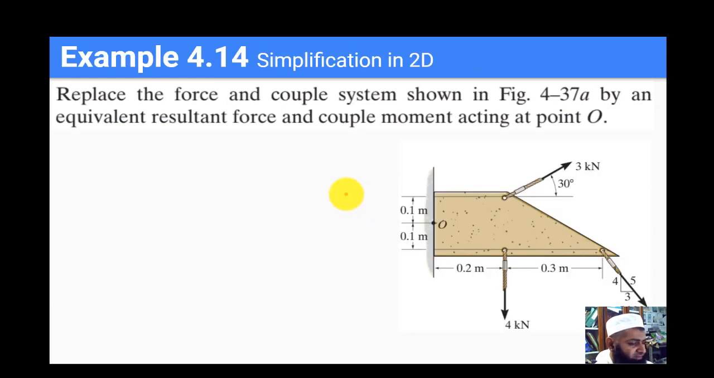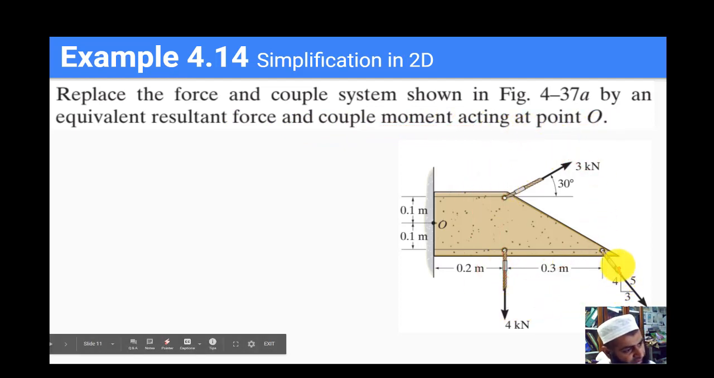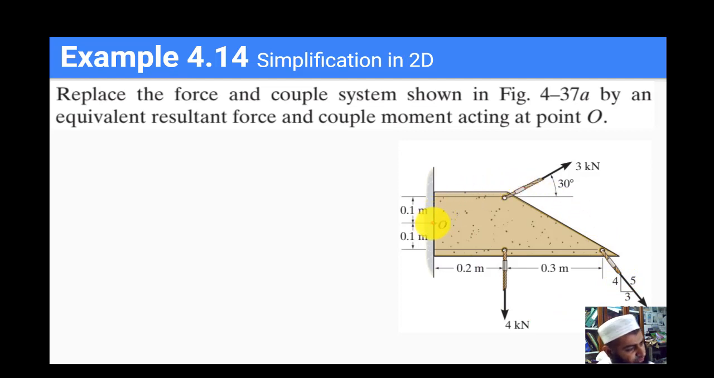Okay, so let's look at 2 examples. In the first example, we have this rigid body, and there are 3 forces acting on that body. We want to replace the force and couple system shown in figure 4-37a by an equivalent force and couple moment acting at point O. So we want to convert all of these 3 forces into an equivalent system of forces and couple moments acting at point O.